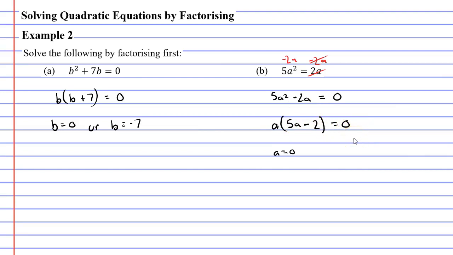So what's the second solution? Well, we need to make our set of brackets equal 0. And this is not as obvious as it was in question A. How can you make 5a minus 2 equal 0? Well, we're actually going to show some working here.